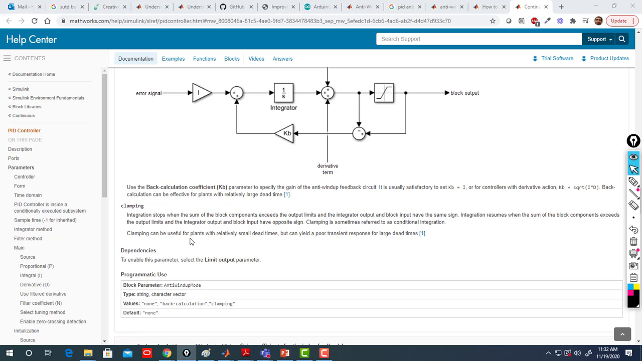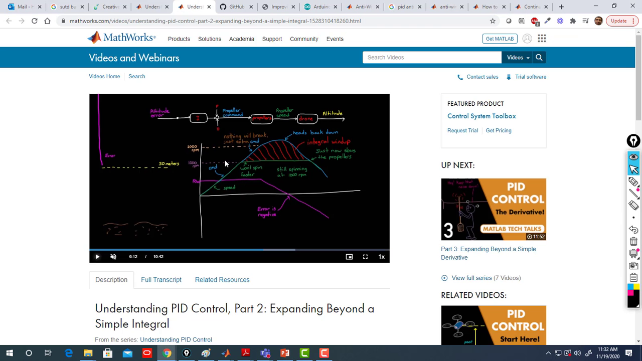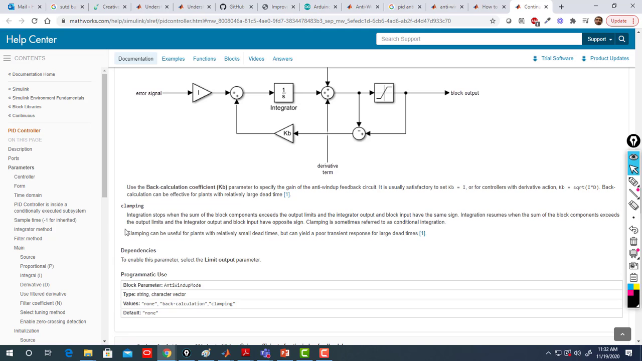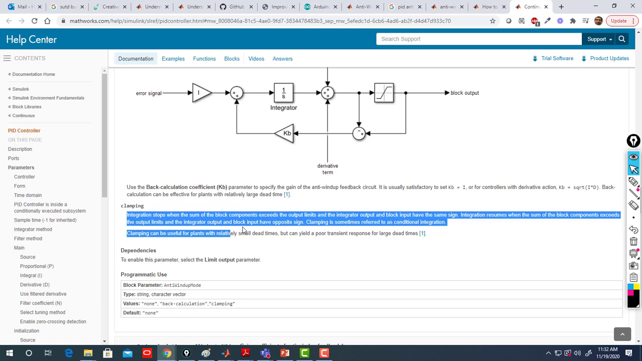However, clamping is not as good as back calculation if you have dead time. For a large dead time system, it can lead to poor transient response. Clamping is basically just cutting off the integrator, and when you want to cut it is explained here in detail. I'm not explaining the clamping method, but you could still use it in MATLAB. You can read the explanation here.